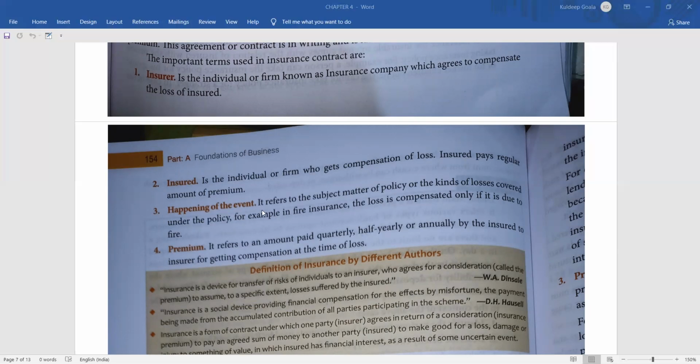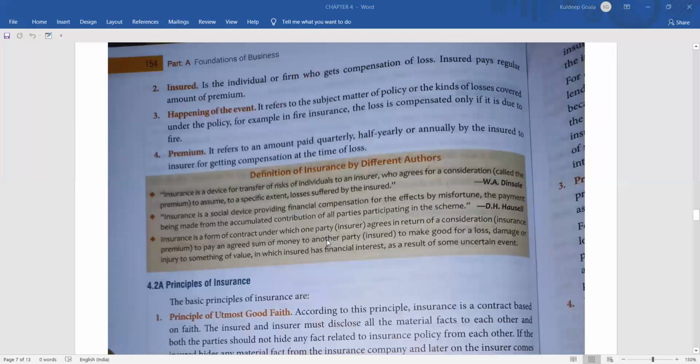Next is the happening of the event, meaning the incident that may happen, that is any accident, any loss by fire, or anything that may happen, that is the happening of the event. And the last one is the premium. Premium refers to the amount of money we pay for getting the insurance. It can be paid half yearly, monthly, quarterly, or annually, right? The amount of money we pay for getting this type of insurance is called premium.